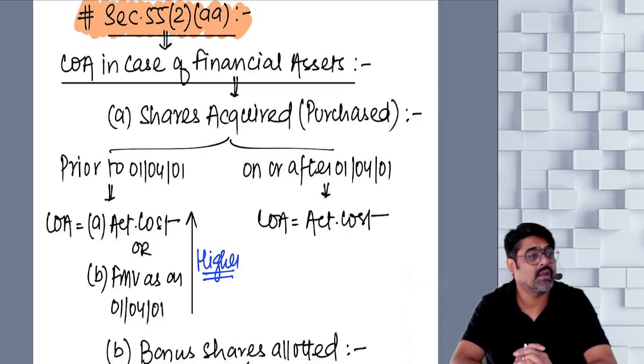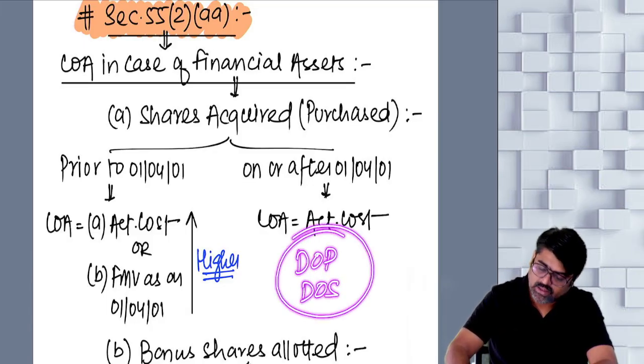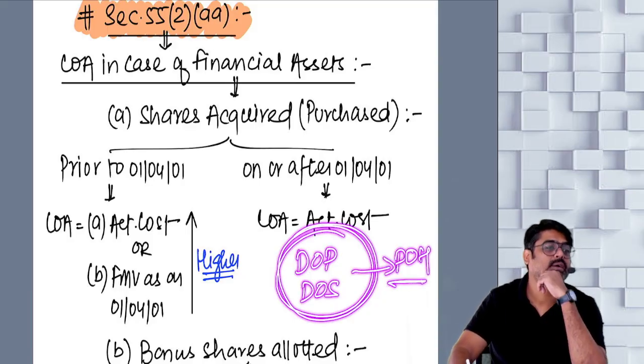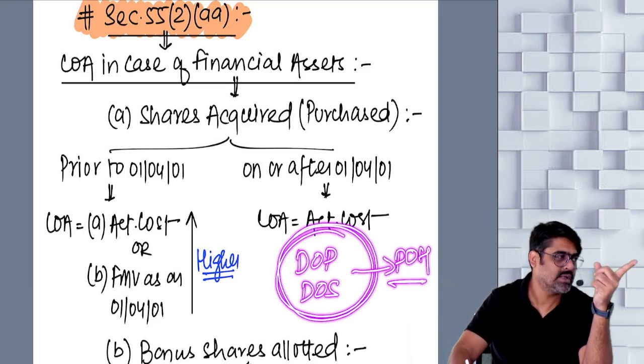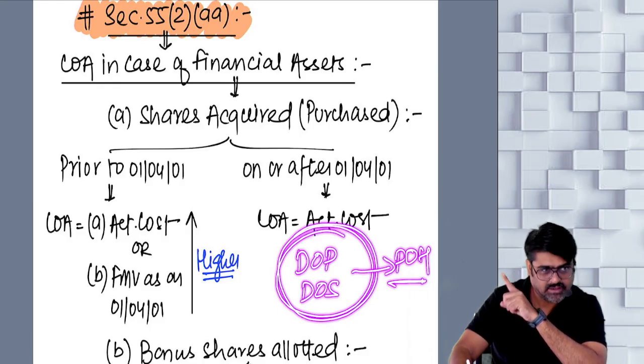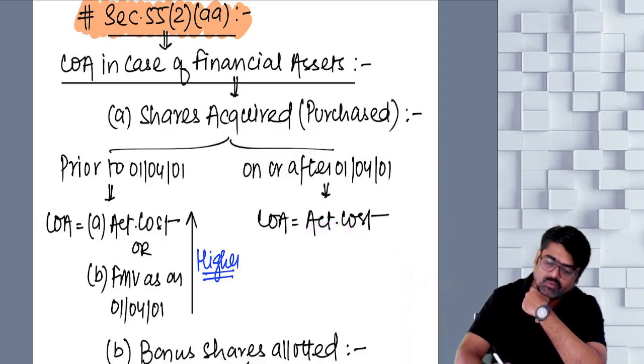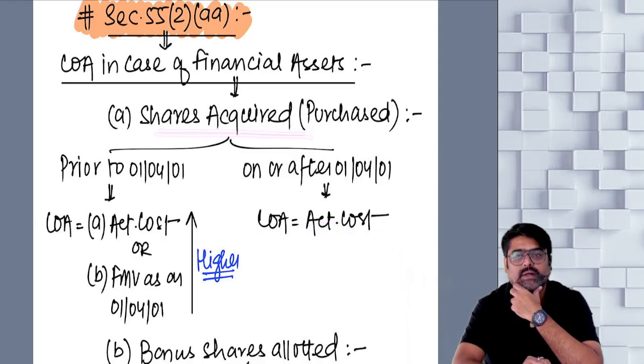And the period of holding, how much do you check? Date of purchase to date of sale. This is the period of holding. You check 12 months or 24 months. These shares are listed shares, so the period of holding should be 12 or 24. If it is 12 months or less, shares are short term. More than 12 months, shares are long term. Understanding? Wait. Now what if these shares are unlisted?